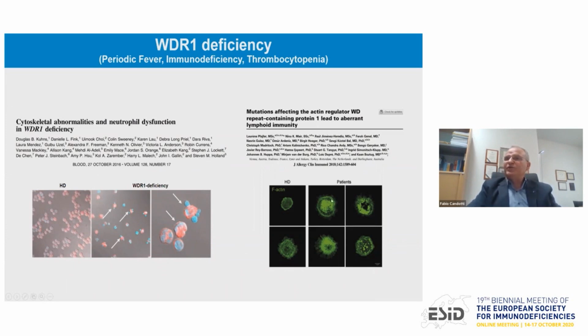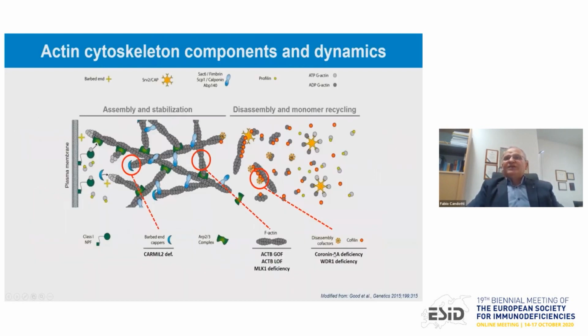The same thing was observed by Kahn in his patients, in which F-actin accumulation in T cells, in this case, was much augmented in the patients compared to controls. Now, in addition to these defects that affect actin polymerization, there are a series of important defects that affect the branching function of the actin cytoskeleton.